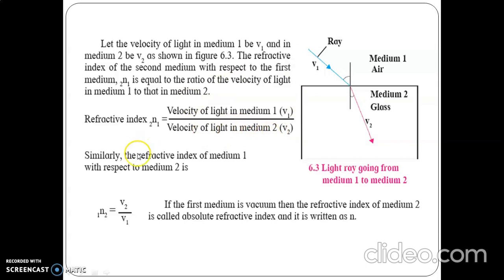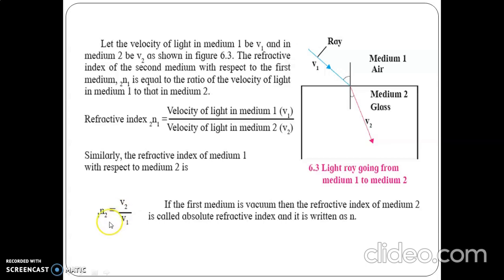Similarly, the refractive index of medium 1 with respect to medium 2 is equal to v2, that is the velocity of light in medium 2, divided by v1, that is the velocity of light in medium 1.